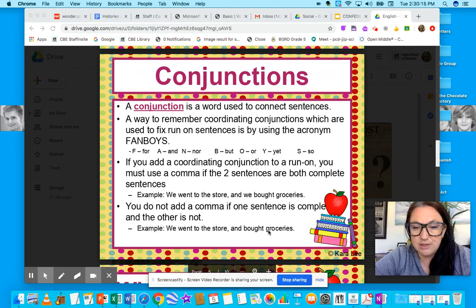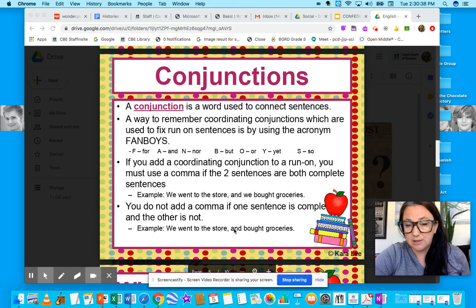Okay, so this is not: so we went to the store and brought groceries. You wouldn't have a comma here because this is not a complete sentence. Brought groceries cannot be a standalone sentence, right? It doesn't have the subject, the person, or the noun. It has the verb, but it's not a complete sentence. So you wouldn't put a comma here.